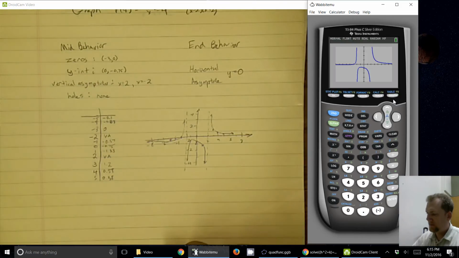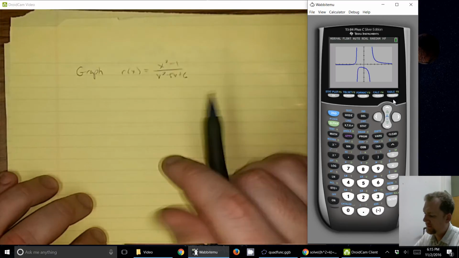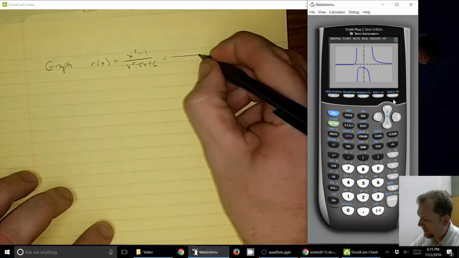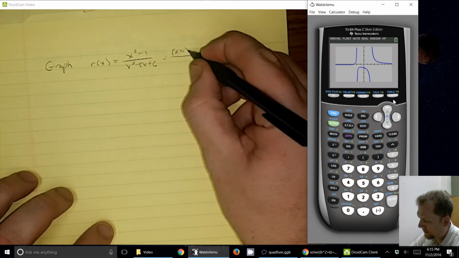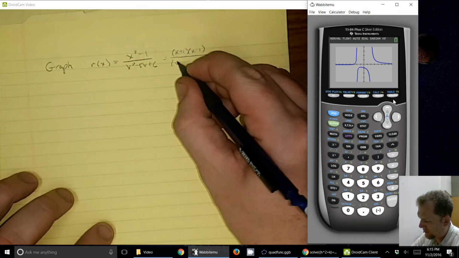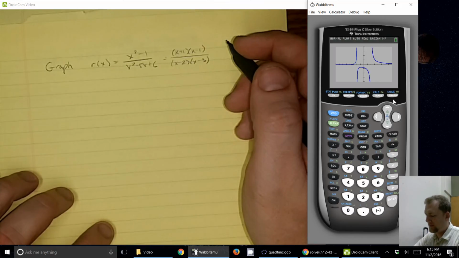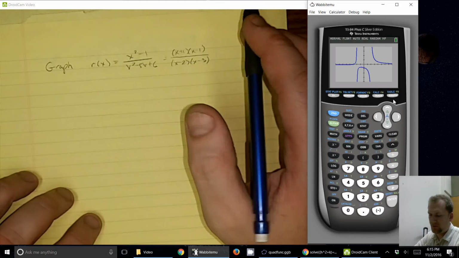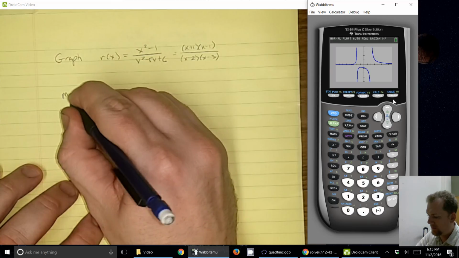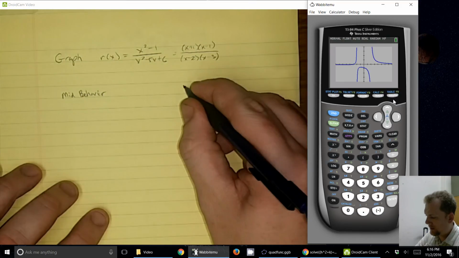Alright, so let's go do one where they're the same degree. It's always a good idea to factor it if you can. This looks like -2, -3 to me. Alright. So nothing cancels, so there's no holes. So let's look at mid behavior and end behavior.